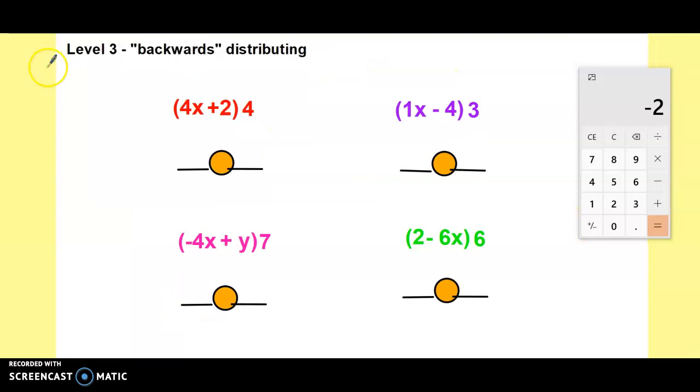All right, level 3, the last one here. This is backwards distributing, as I call it. So let's take a look at a couple examples. So you might look at this and say, what? It's backwards, right? We're not used to seeing it like this.